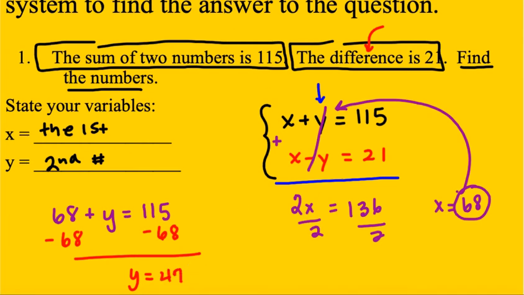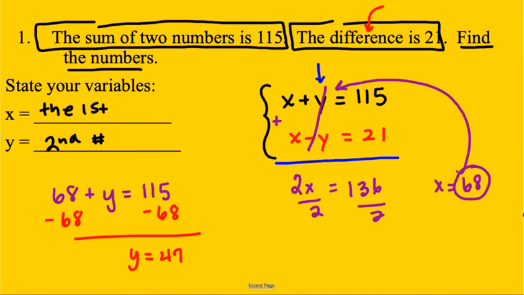Okay, so let's remember then that's where the two variables, the sum and the difference, would be equal to each other when they are graphed. If I were to take all my x's and all my y's and look for the sum and the difference on a graph, at the point (68, 47) is where those two values would equal 115 if added and 21 if subtracted. All right, let's look at another type of example.